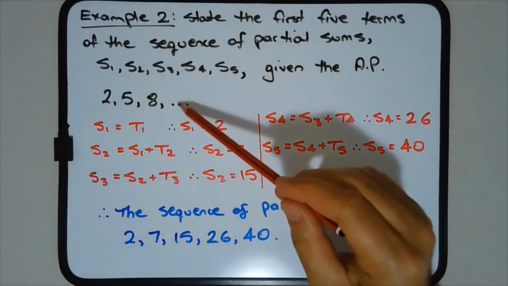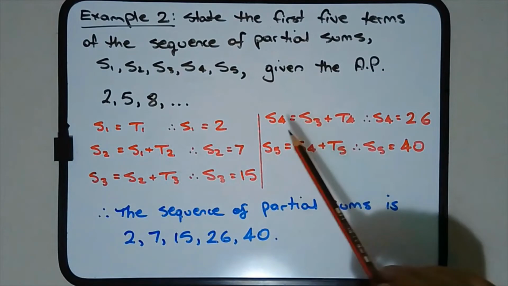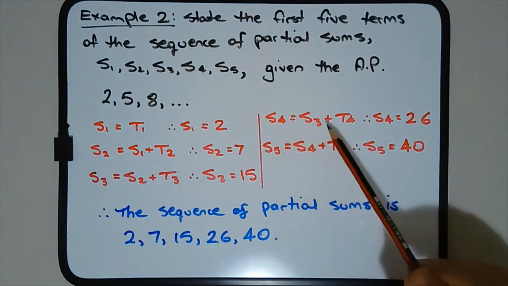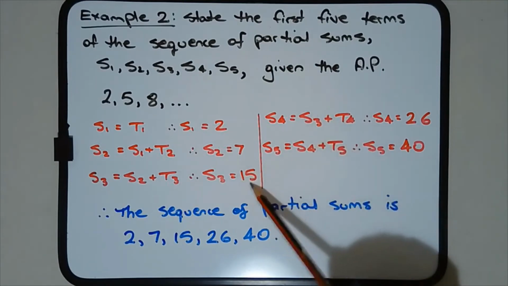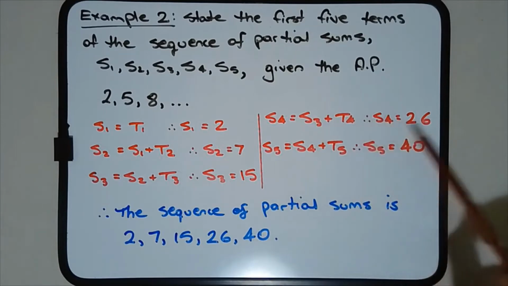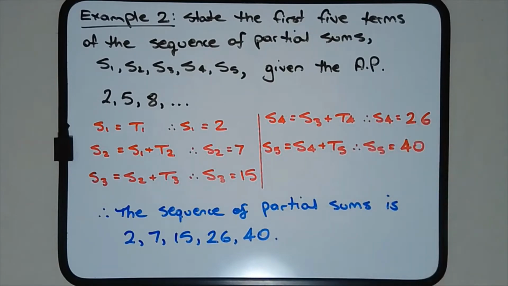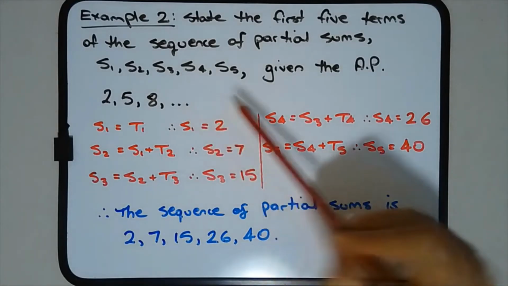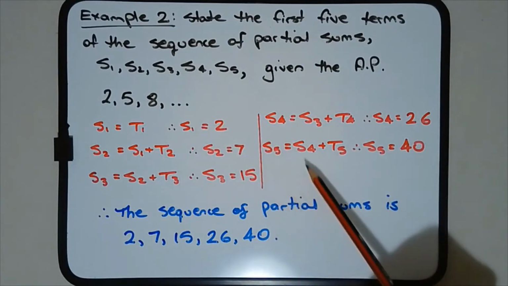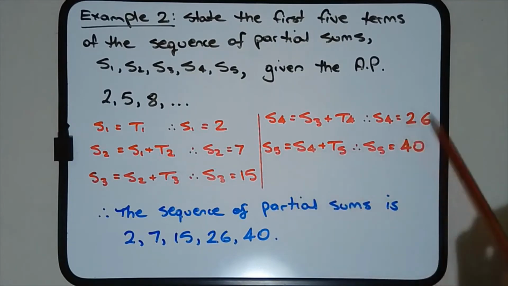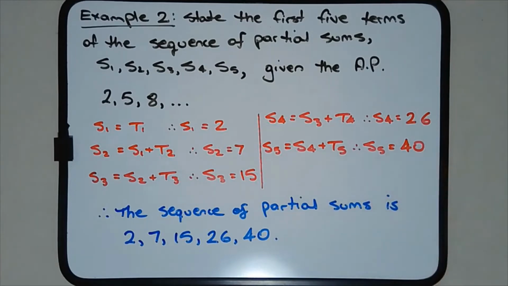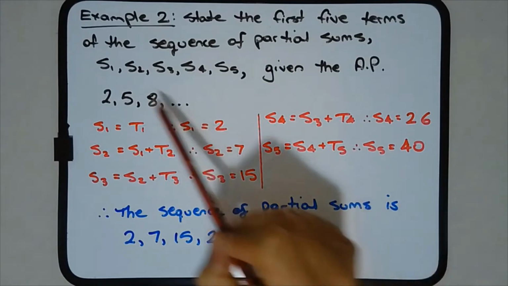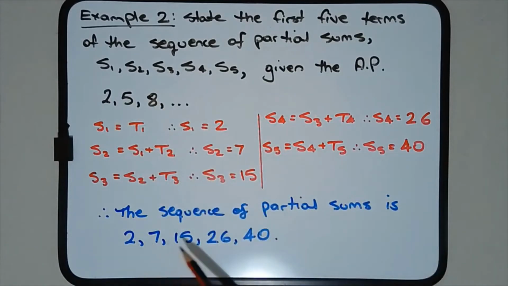Now the next term along in the AP is 11. S4 is equal to S3 plus T4, which is 11. S3 is the sum of the first 3 terms, which has been determined already, 15, plus 11. Therefore S4 is equal to 26. Now the fifth term along, adding 3 to 11, is 14. So S5 is equal to S4, which has already been determined as 26, adding on 14, and therefore S5 is equal to 40. So the sequence of partial sums of the AP is 2, 7, 15, 26, and 40.